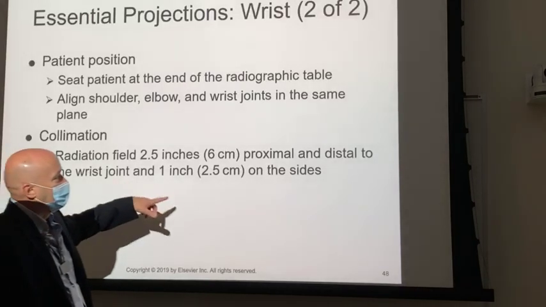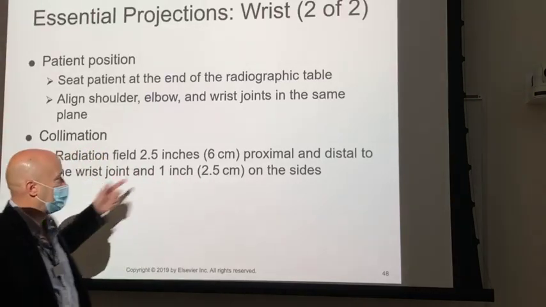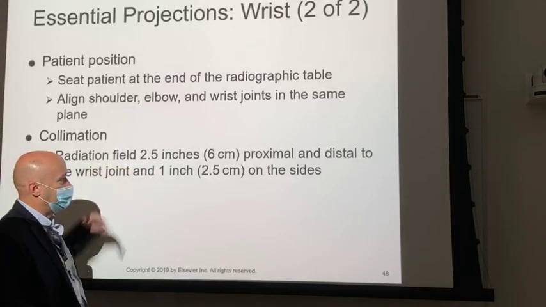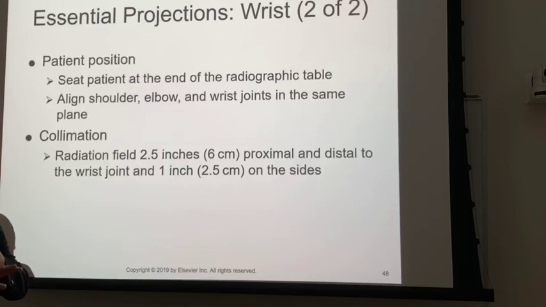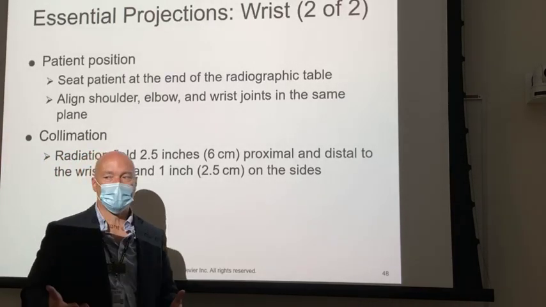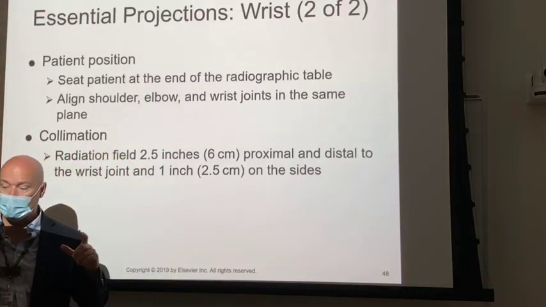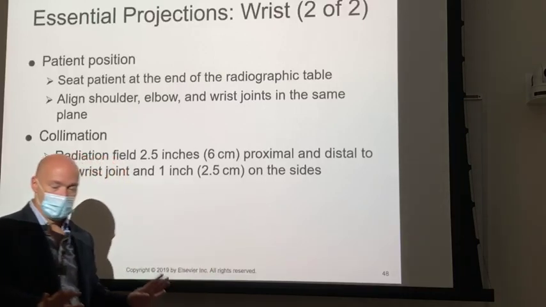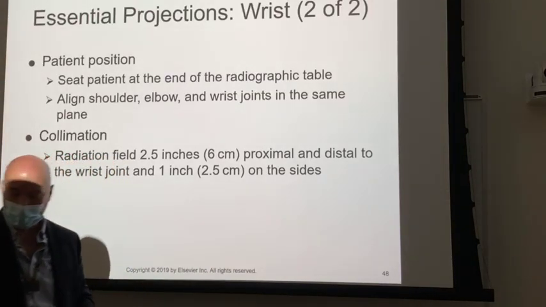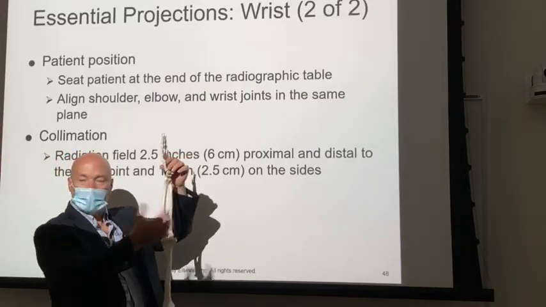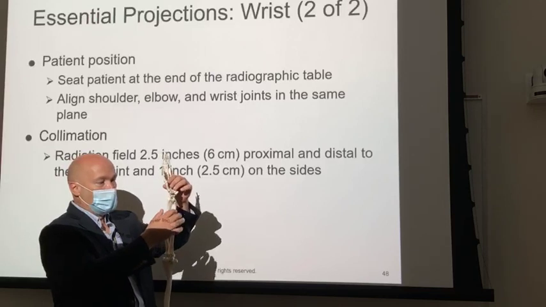So your collimation is going to be 2.5 inches proximal and distal to the wrist, and 1/2 inch to 1 inch on both sides. The reason we're going 2.5 inches, which pretty much puts it from the middle of the hand to the distal third of the forearm, is because most of the fractures of the wrist are not really in the wrist bones, but in the distal portion of the radius. Patient falls down, they catch themselves, and most likely what's going to snap is the distal portion of the radius, probably before anything else.